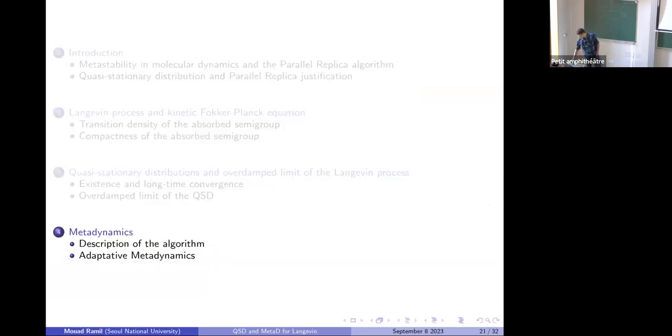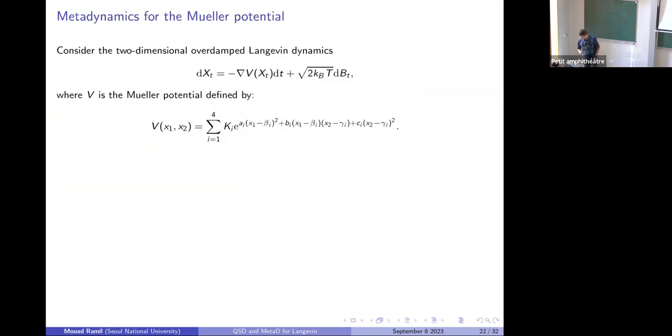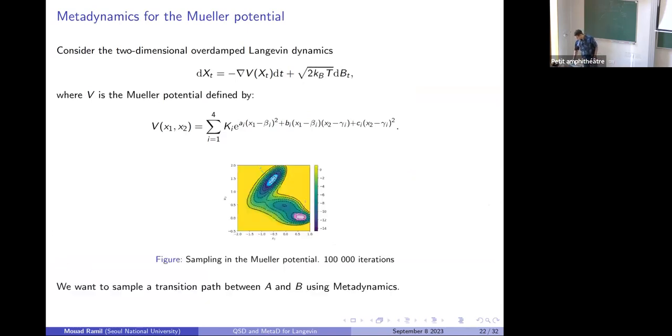And now I will move on to the second part related to metadynamics. In this case, I come again to the previous 2D example of the Mueller potential. We want to sample some transition path between A and B. Starting from A, we want to sample this minimum energy path going from A to B, and this minimum energy path from B to A.